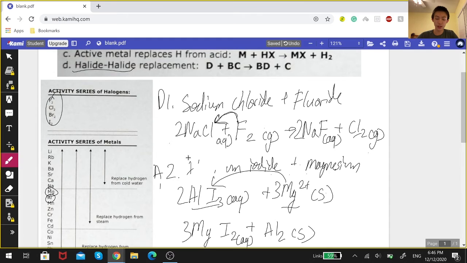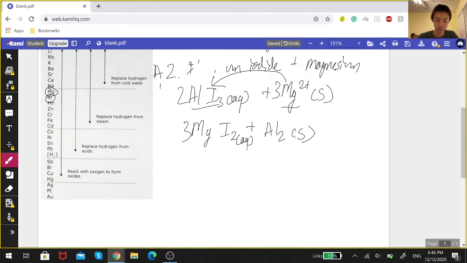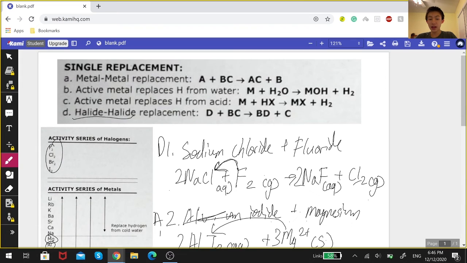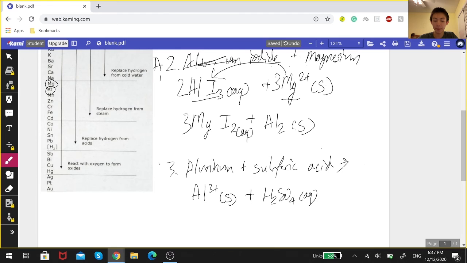Alright, our third example, we have aluminum plus sulfuric acid. Aluminum is Al, 3 plus, solid, plus sulfuric acid, which is H2SO4, aqueous. Let's see. We have an acid, which means it's type C.